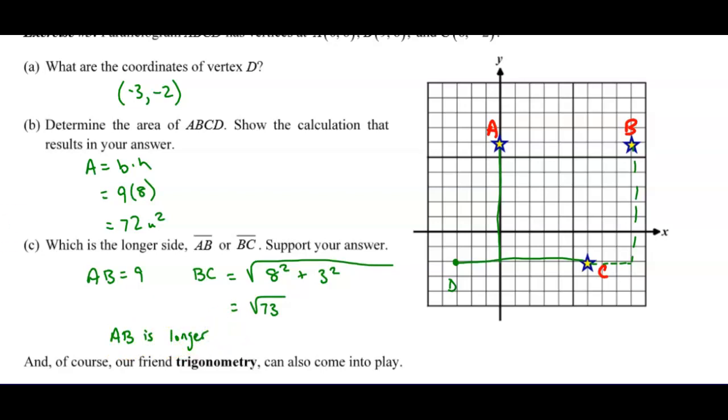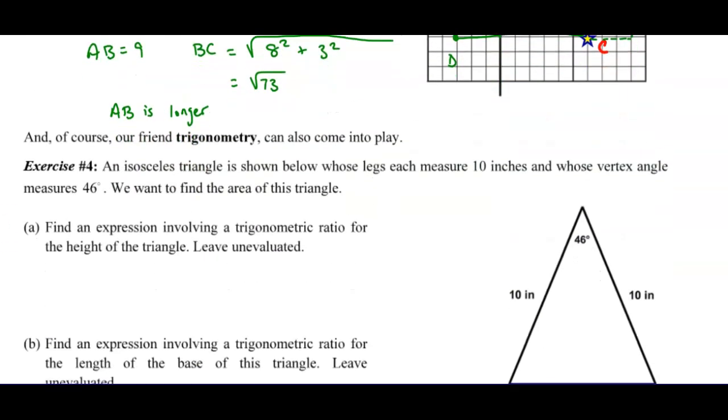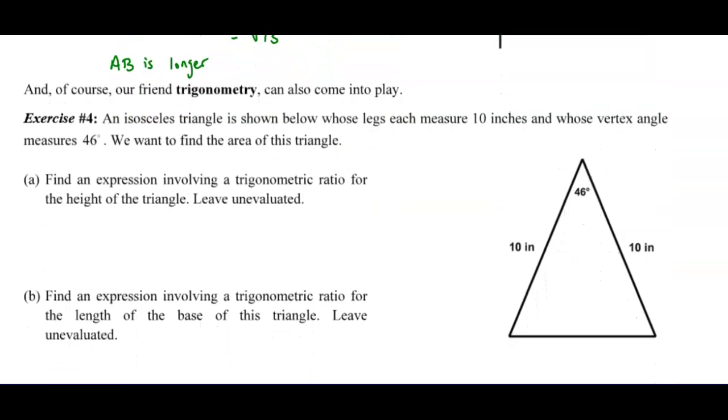All right, so we have all of that. And sometimes we also get some trigonometry involved. So an isosceles triangle shown below, legs are 10, vertex angle is 46. Just remember that vocab because that's going to come up a lot. Legs, vertex. I want to find the area of the triangle.